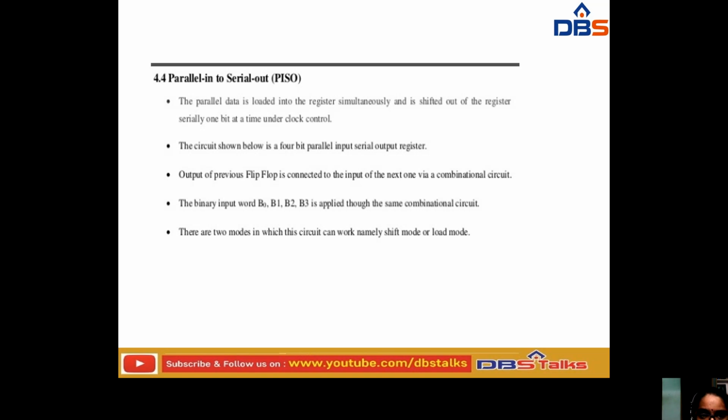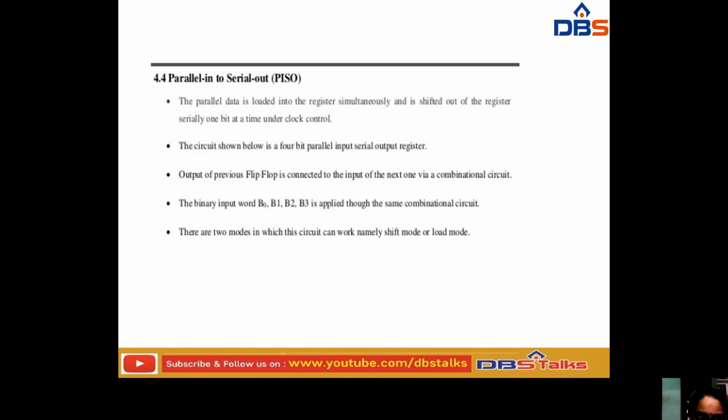Next one. So this is a parallel in, serial out condition. Here the parallel data is loaded into the register simultaneously, and it is shifted out of the register serially, one bit at a time, under clock control. So the circuit shown below is a 4-bit parallel input, serial output register.